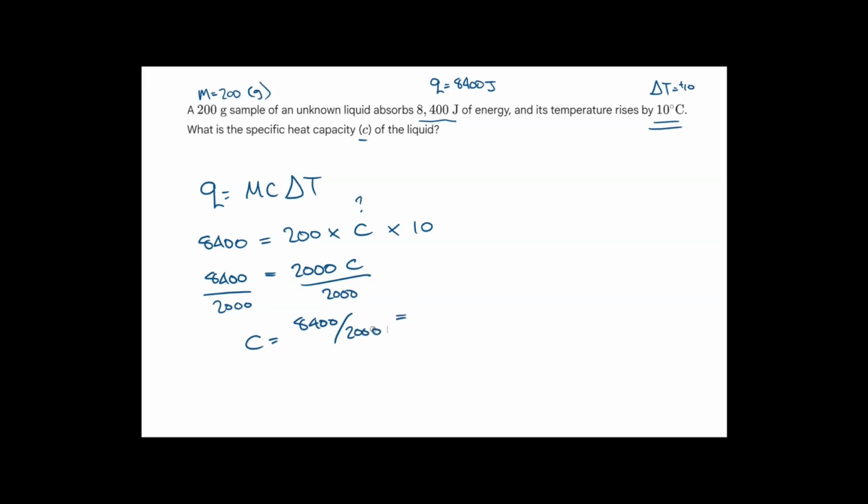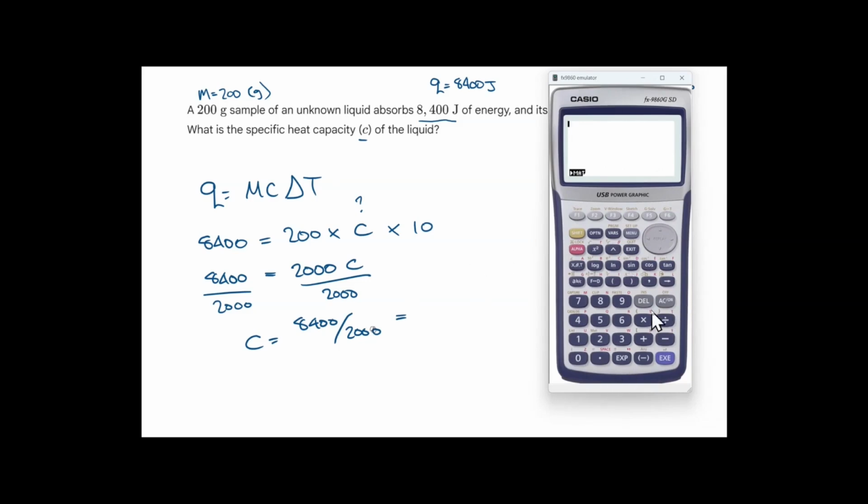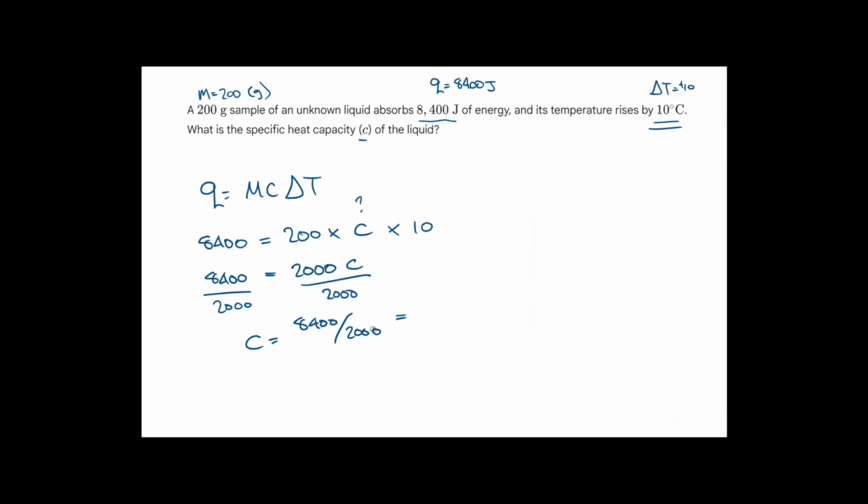So C is going to be 8,400 divided by 2,000. I'm not sure what that would be off the top of my head. It's going to be 3 point something. 4.2. Okay, so yeah, 4.2. So the specific heat capacity is going to be 4.2. And what's the unit going to be? It's going to be joules per gram degrees Celsius.